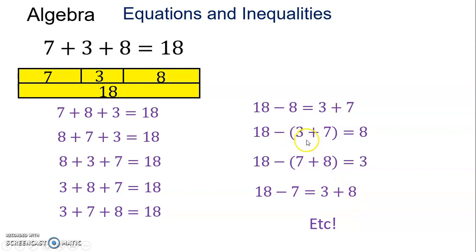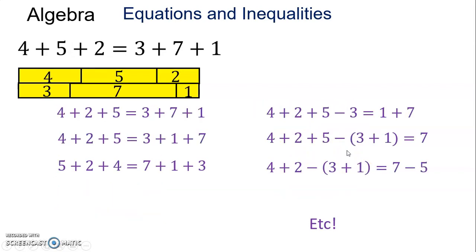And you can see I put brackets around the 3 and the 7 here to say that I need to take away both of these. If I wrote 18 subtract 3 add 7, then that would be a completely different calculation. So we need to be careful and use our brackets. Alternatively, you could write 18 subtract 3 subtract 7 equals 8.